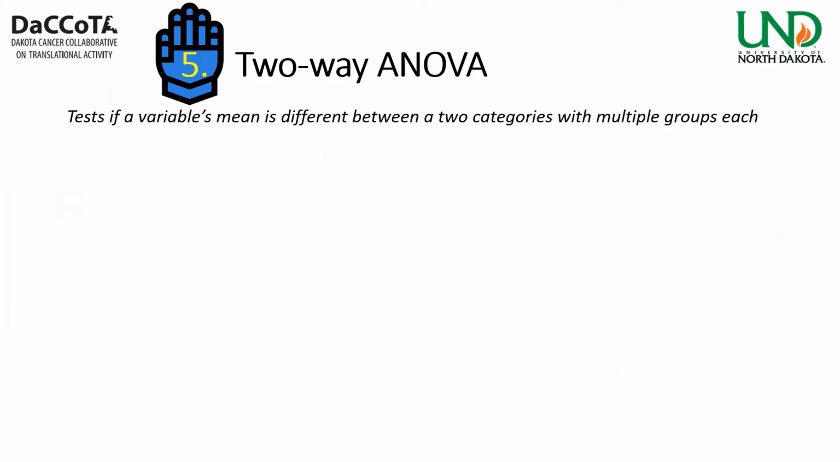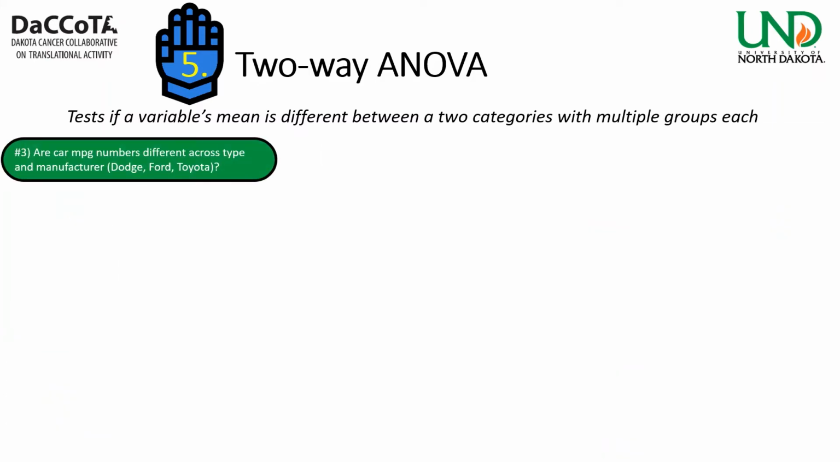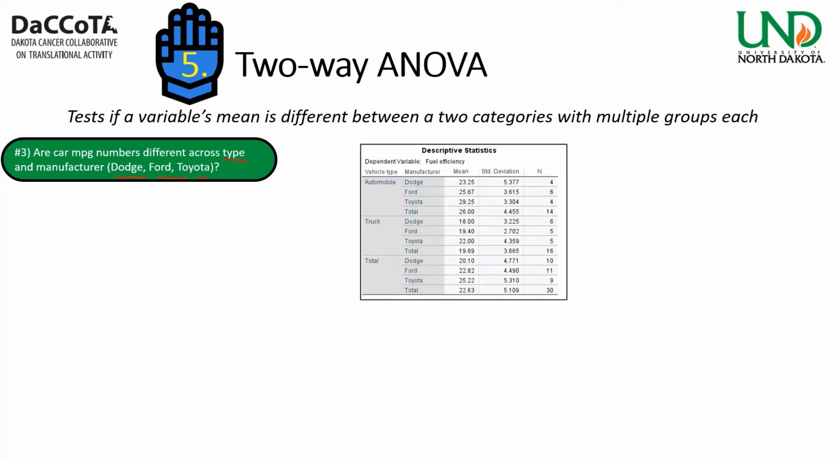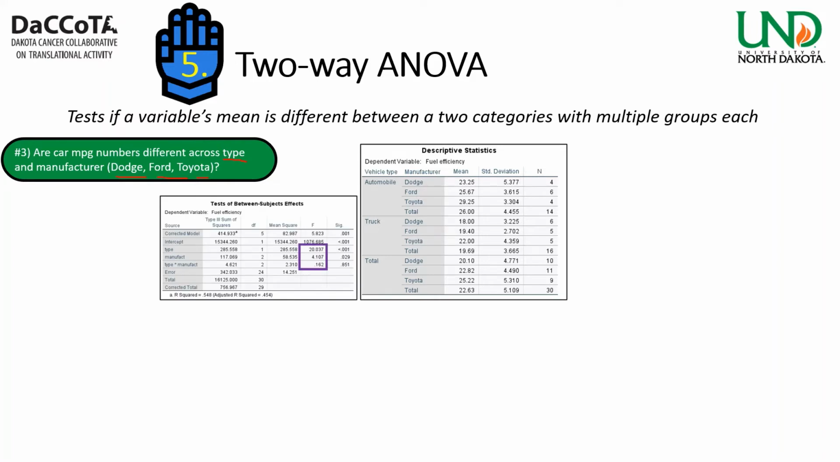Looking at car manufacturers, let's see if there's MPG difference across types. That's automobile or truck, and then 3 types of manufacturers, Dodge, Ford, and Toyota. Descriptive statistics show that, yeah, there's some variation, but let's really look at the test here. Looks like type and manufacturer are significantly different, but the interaction is not. Looking at multiple comparisons, looks like Dodge is significantly different from Toyota, but the other, Ford, is not.